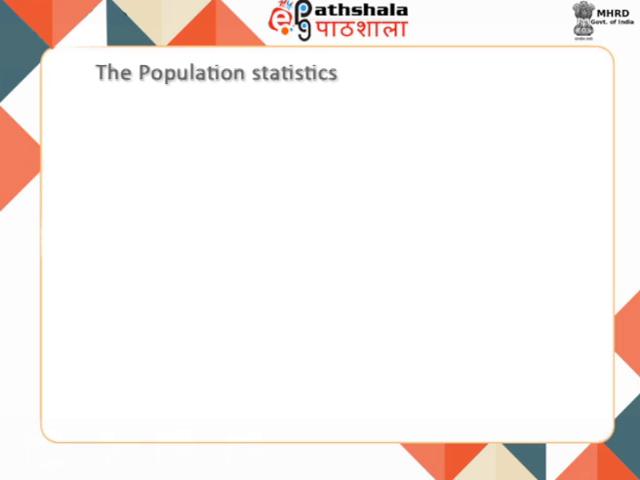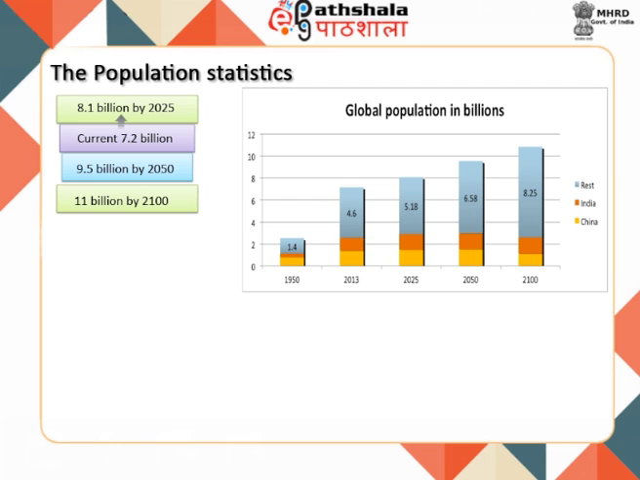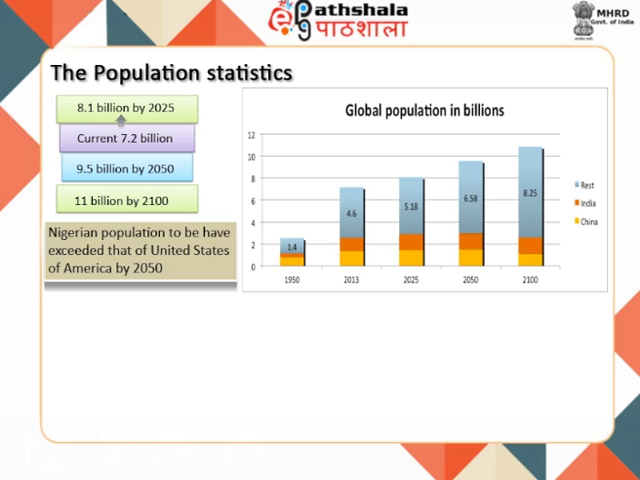According to the United Nations report on world population 2012, it will stand at 8.1 billion by 2025 from its current 7.2 billion. At the growth rate, the UN also states that it would reach 9.5 billion by 2050 and 11 billion by 2100. The same report predicts the Nigerian population to have exceeded that of the United States of America by 2050 and continue to become the third most populous country by the turn of our next century.